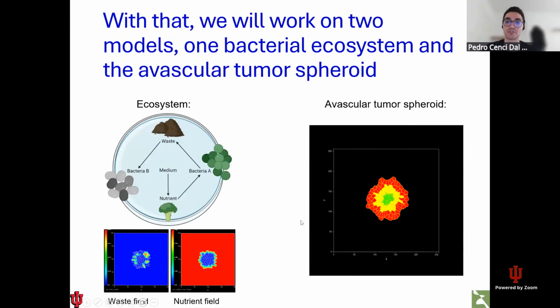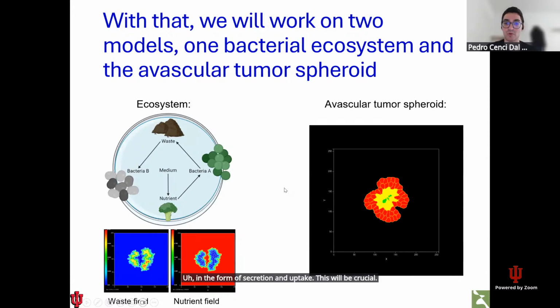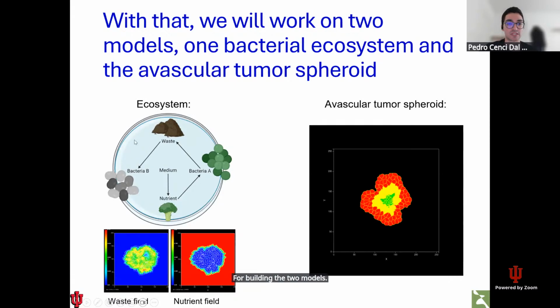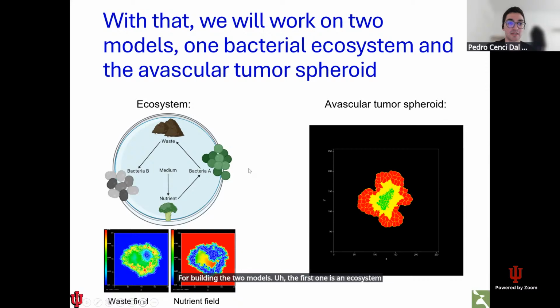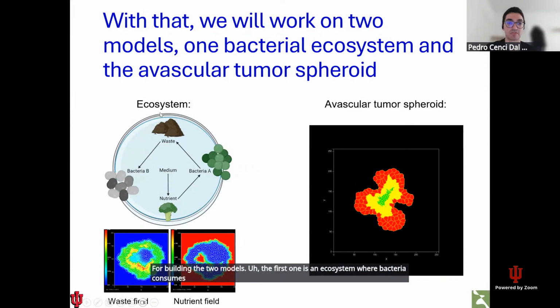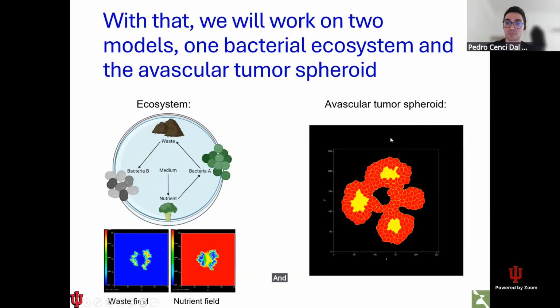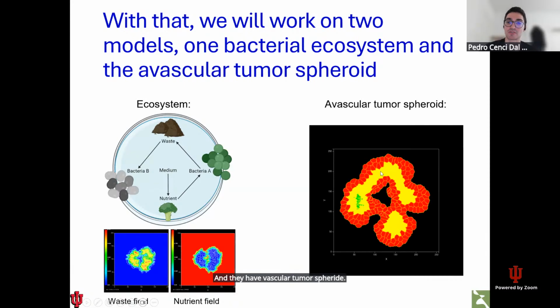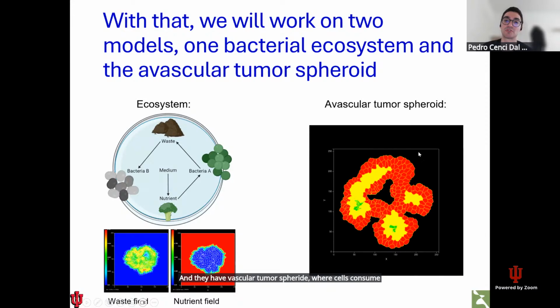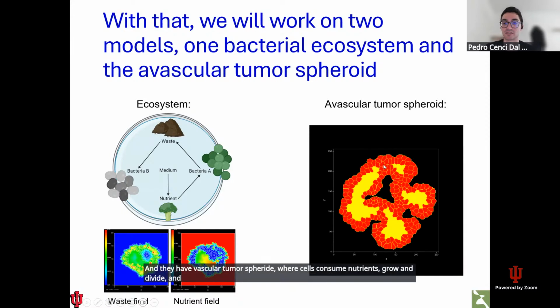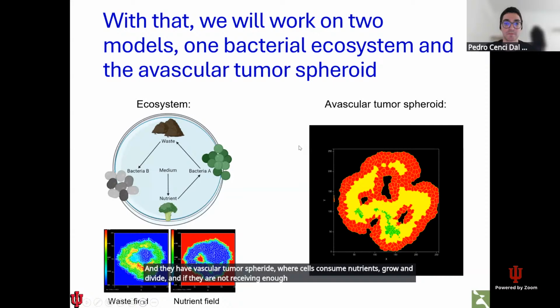This will be crucial for building the two models. The first one is an ecosystem where bacteria A consumes a nutrient and generates waste, which another bacteria consumes. The second is the avascular tumor spheroid, where cells consume nutrients, grow and divide, and if they are not receiving enough nutrients, they die.